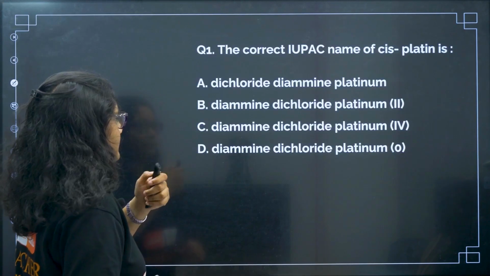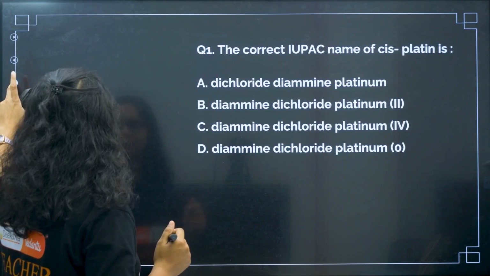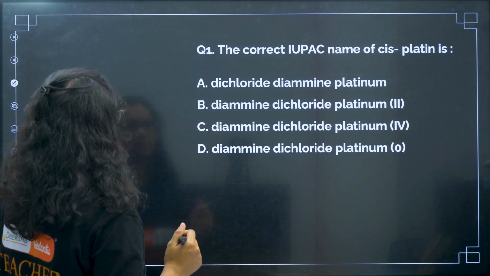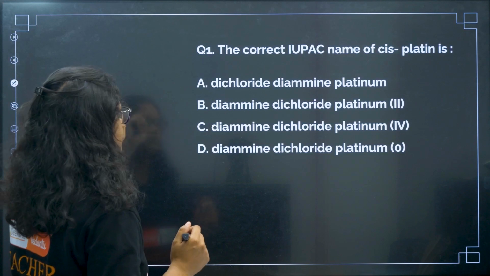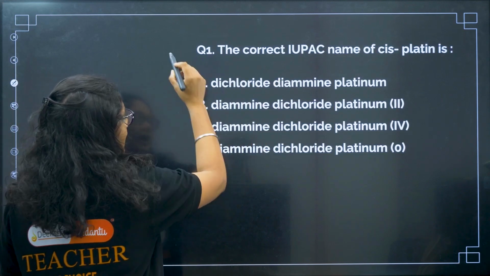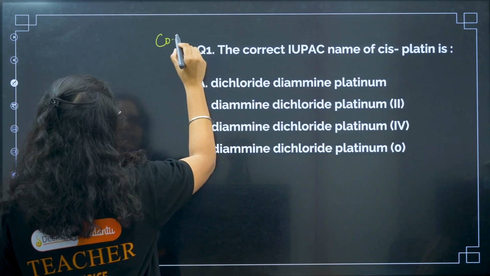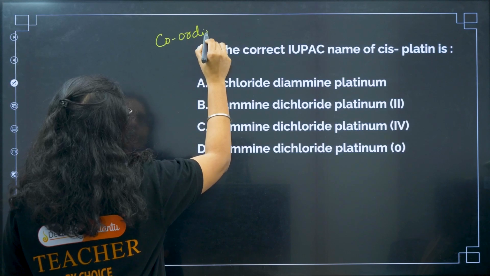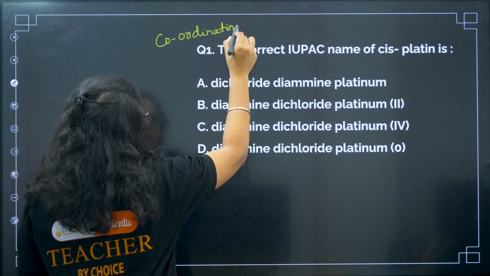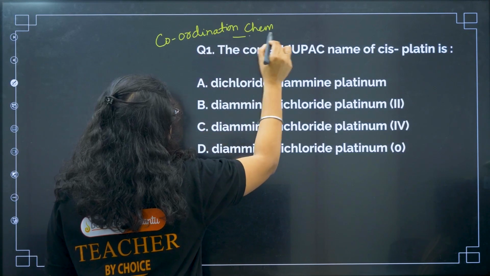So now the first question. I'll be telling you the chapter name from where each question has come, and we'll also be discussing how to solve it. The question is: the correct IUPAC name of cisplatin. This question has come from the chapter Coordination Chemistry, coordination chemistry nomenclature.